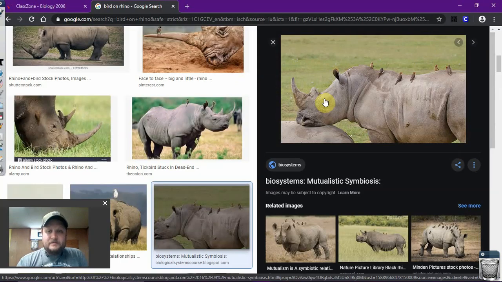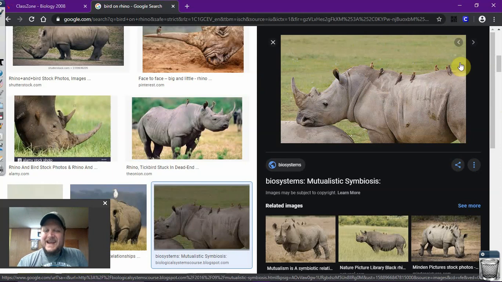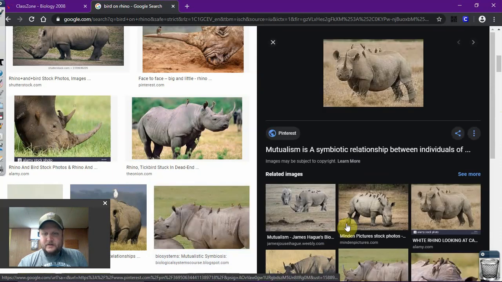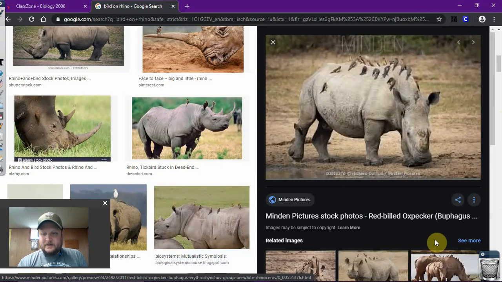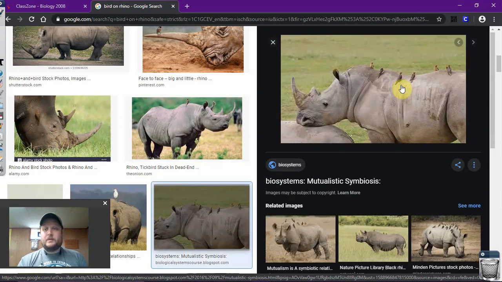So another example of mutualism I want to show you here is if you look at this picture right over here. So we have a rhinoceros and these little birds sitting on the back of the rhinoceros. Now I can go through a lot of different pictures here. I'll just keep clicking on them. Okay, this is a common thing. So this is actually a form of mutualism.